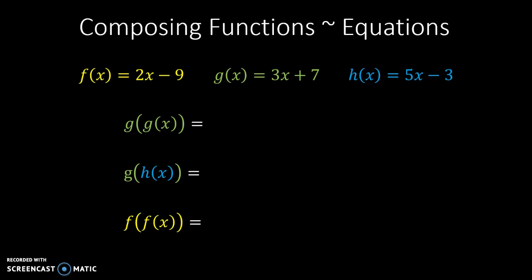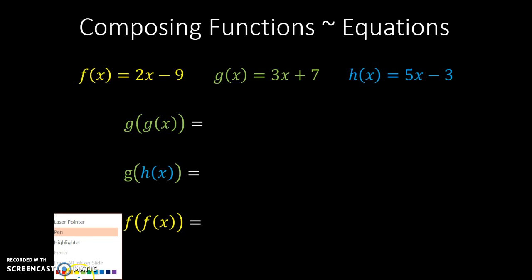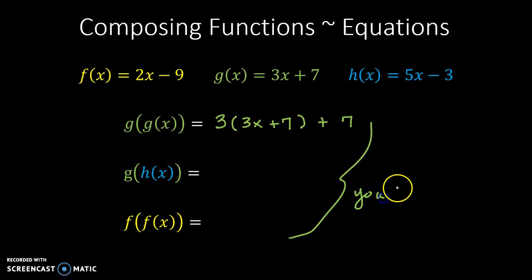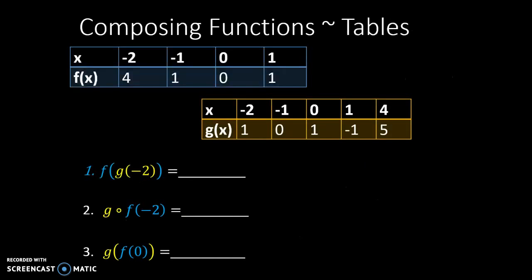These are some more that you can try on your own. I am going to do one of them so that I know that you're not too worried about it. Here g is the shell, but g is also what we're putting inside. So it would look like 3 times something plus 7, but the something is going to be 3x plus 7. I'm going to leave the rest of these for you to try, but it's the same process as the other problems on the previous page.